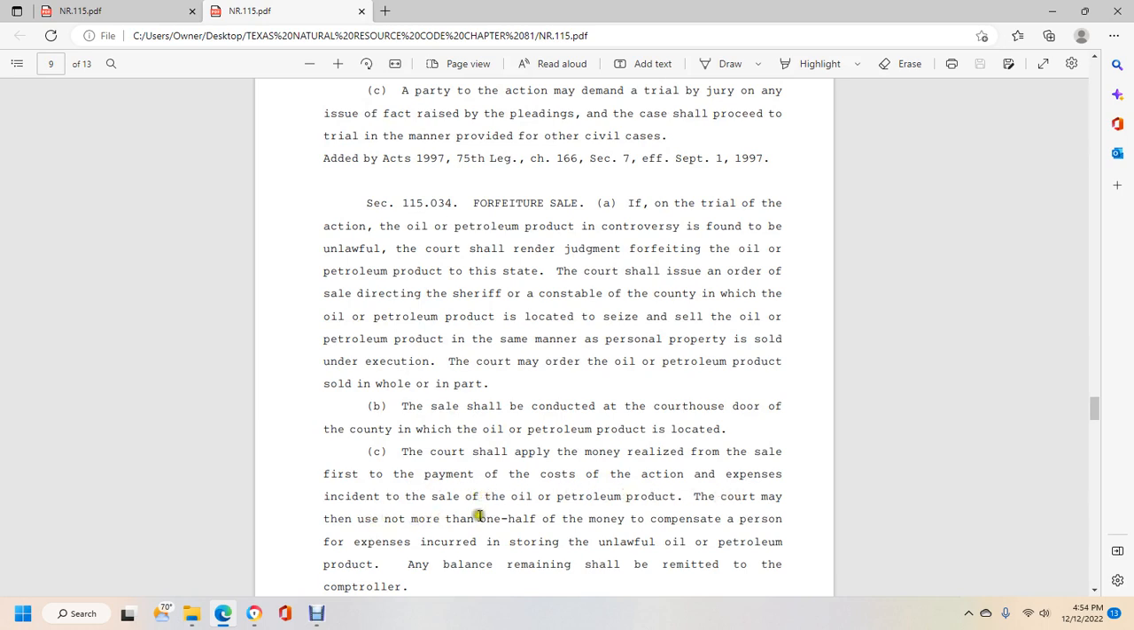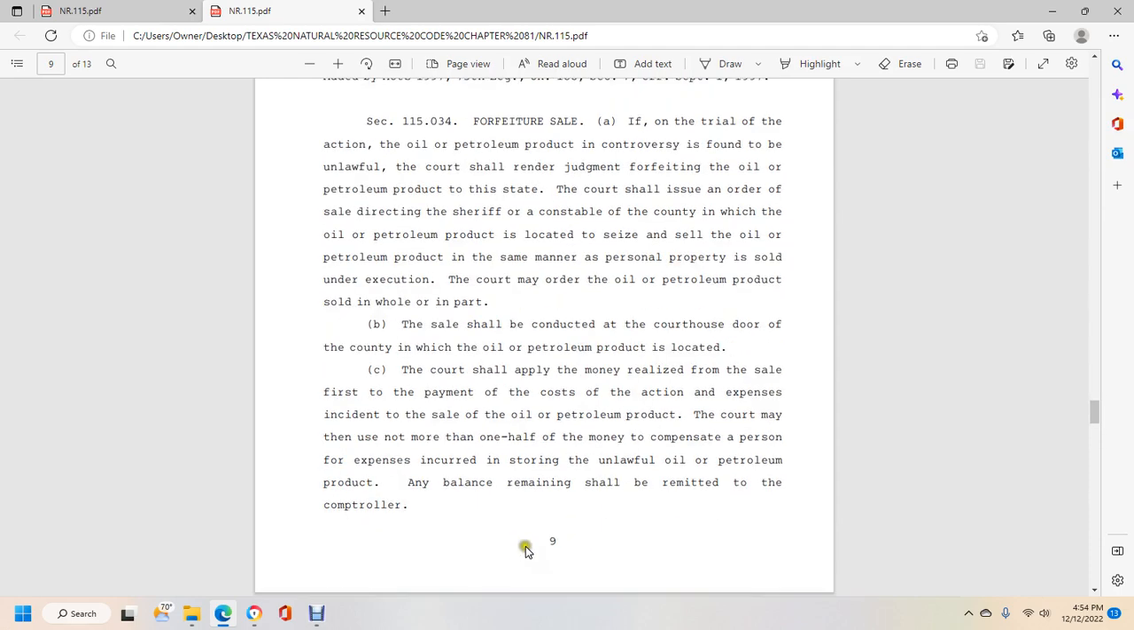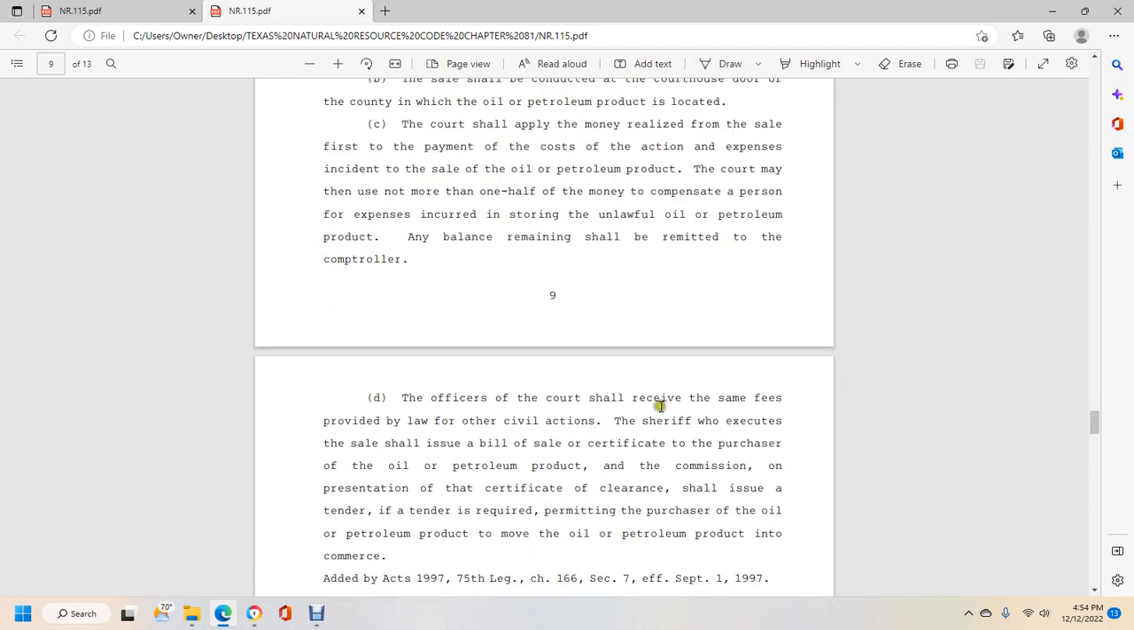The court may use not more than one half of the money to compensate a person for expenses incurred in storing the unlawful oil and petroleum product. Any balance remaining shall be remitted to the comptroller. The officer of the court shall receive the same fees provided by law for other civil actions. The sheriff or executive of the sale shall send the bill of sale and certificate of purchase of the oil and petroleum product to the commission.